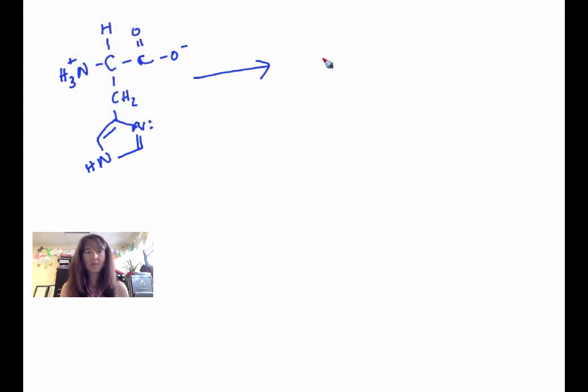Now recognize that this would be involved in the breakdown of histidine if it were to enter into catabolism. So essentially we would see that becoming a double bond. And then of course the R group would stay the same, so no change there.